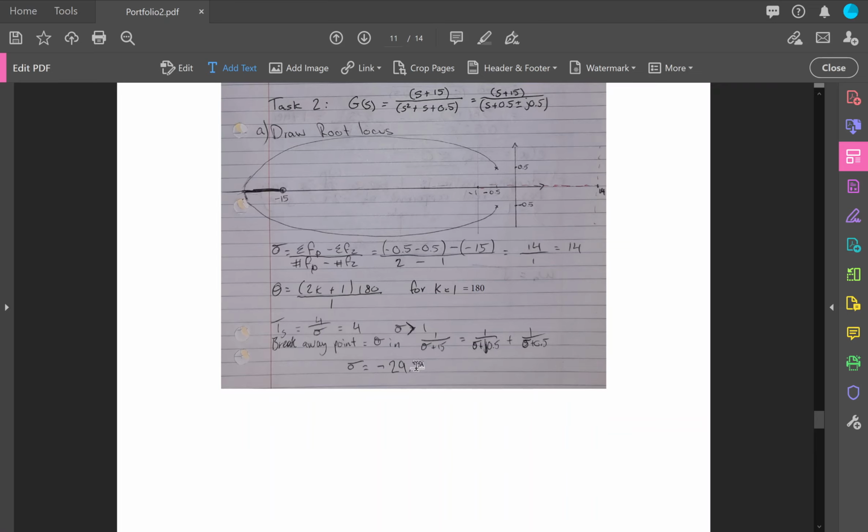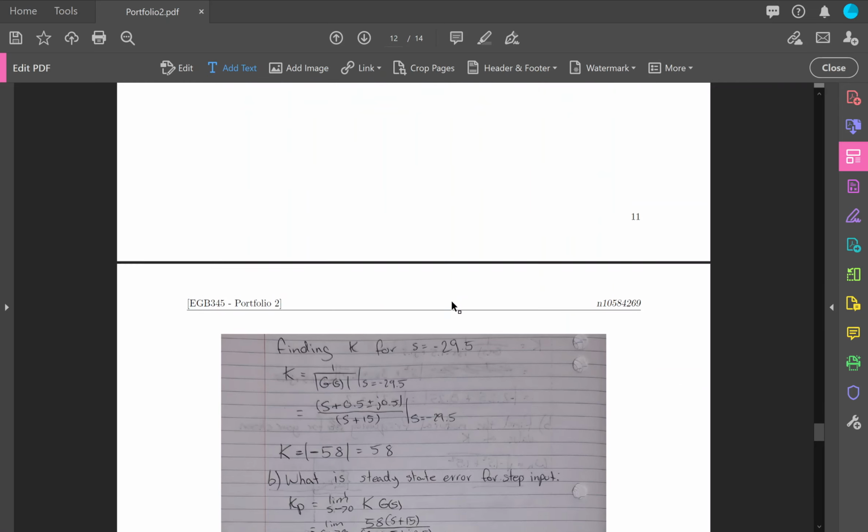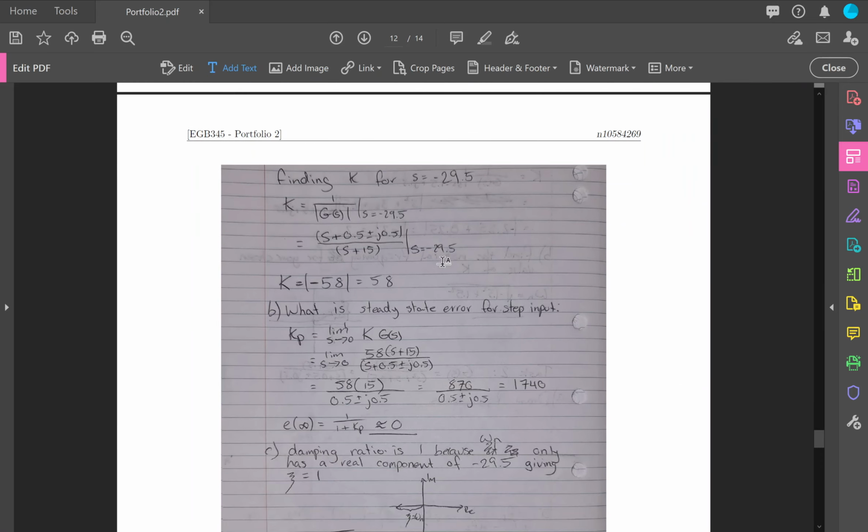And then solving for sigma in the breakaway point equation, you can see we can choose a point on the line at negative 29.5. That'll give us an overdamped system, but it's still possible. And then solving for k, we get 58.